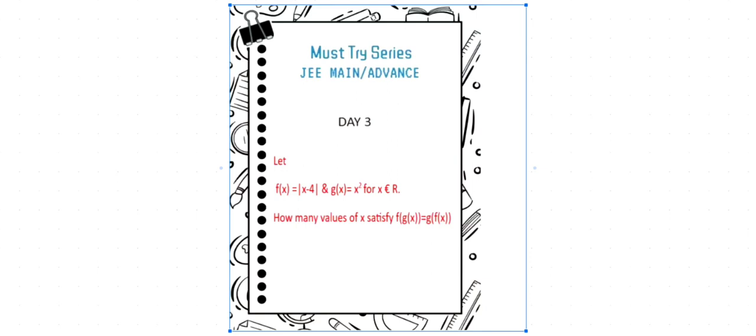This was our weekly question. It's a question on functional composition. Given x belongs to the real numbers, function f is the mod of x minus 4, and the function g is the square of the input variable x.